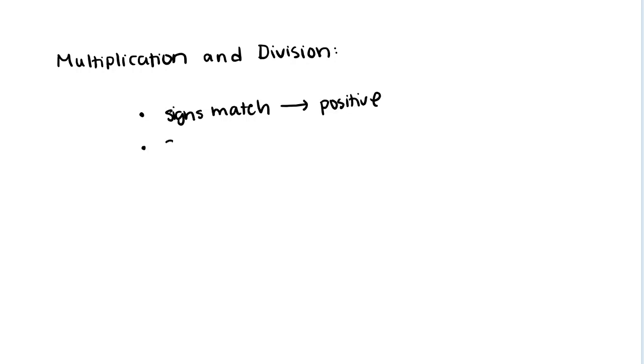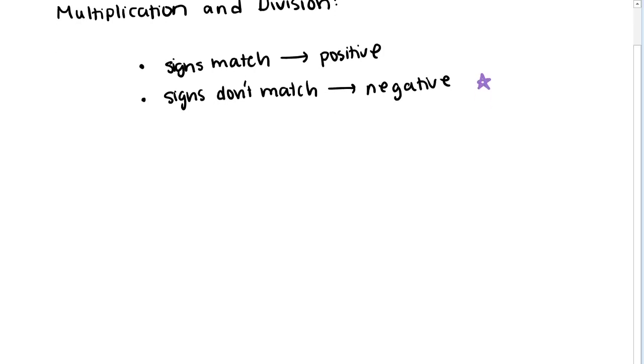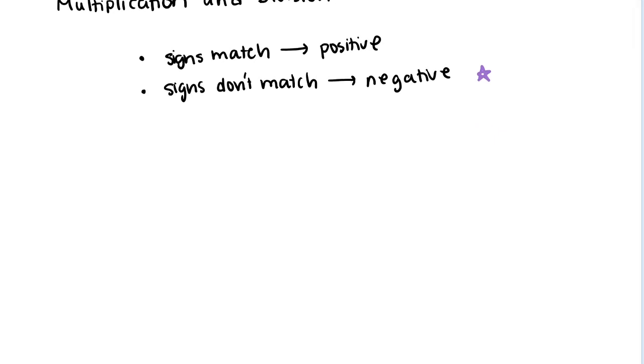And if the signs don't match, then the result is going to be negative. If we have a positive and a negative number multiplied together, or a negative and a positive, the result is going to be negative. And so let's take a moment to understand this first, because I think this is the easiest to explain. So if we continue with this money analogy.